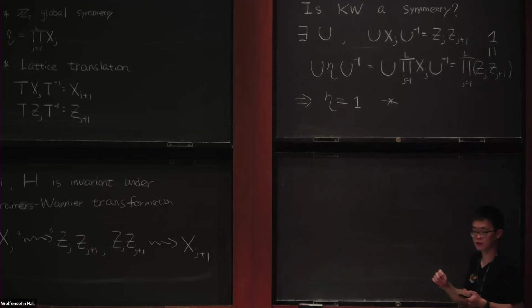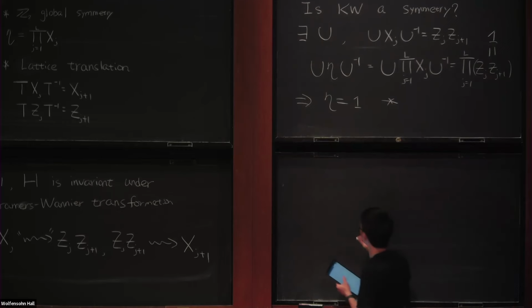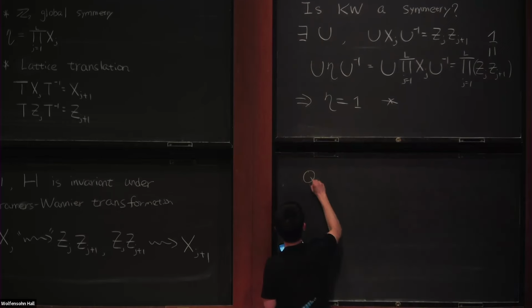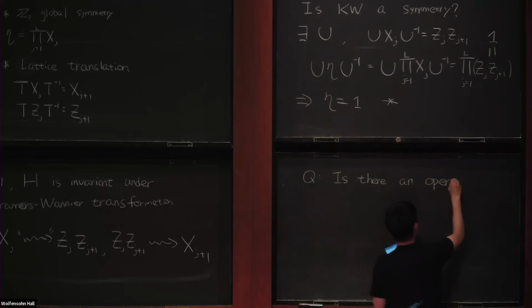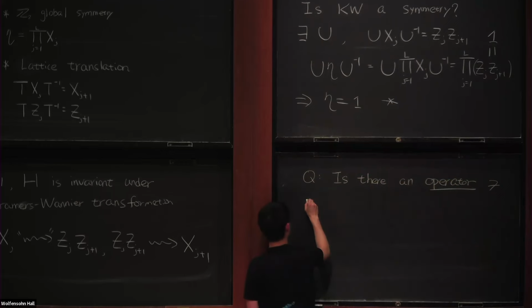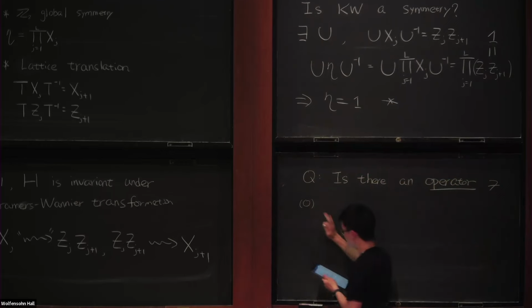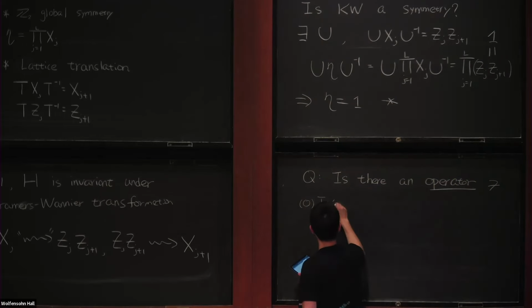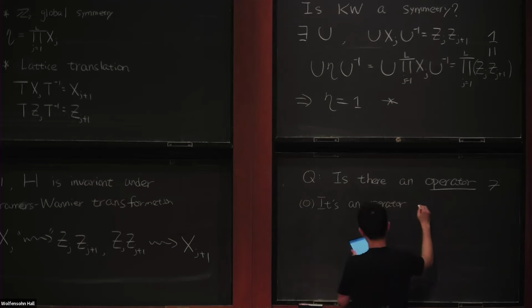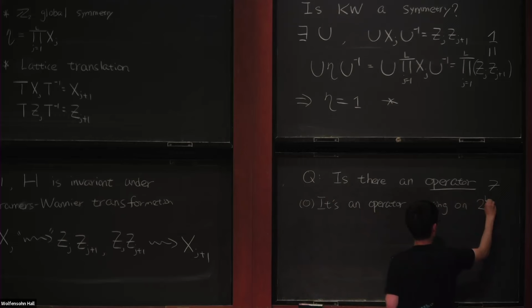And to make that question a little bit more precise, let me write it down here. The question is, is there an operator such that, for the zeroth order condition, I would like to demand on this operator that it's an operator acting on this 2 to the L dimensional Hilbert space.